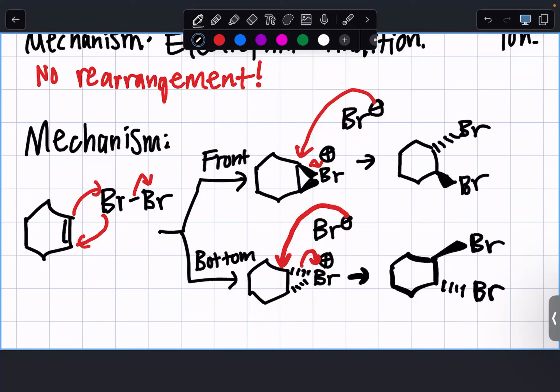So it will be more accurate to show the one as wedge, one as dash, to show that they are anti to each other. Because if you drew them as flat bonds, there's a possibility that both are wedges and both are dashes, and that won't show that it's anti to each other. Right?